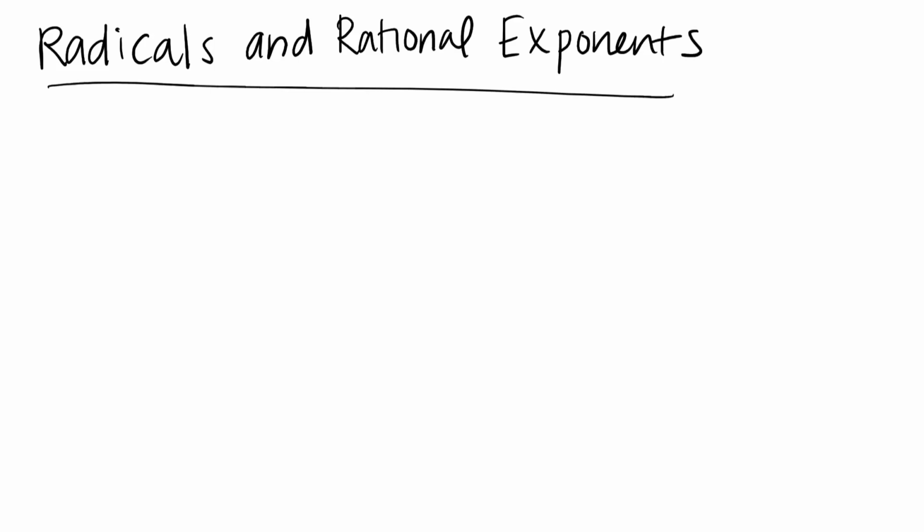So we spent the last 2 days of class moving back and forth between radicals and radicals expressed in exponential notation, where we have rational exponents. Remember, rational means expressed as a fraction or can be expressed as a fraction. All right, so there's one big overarching rule.